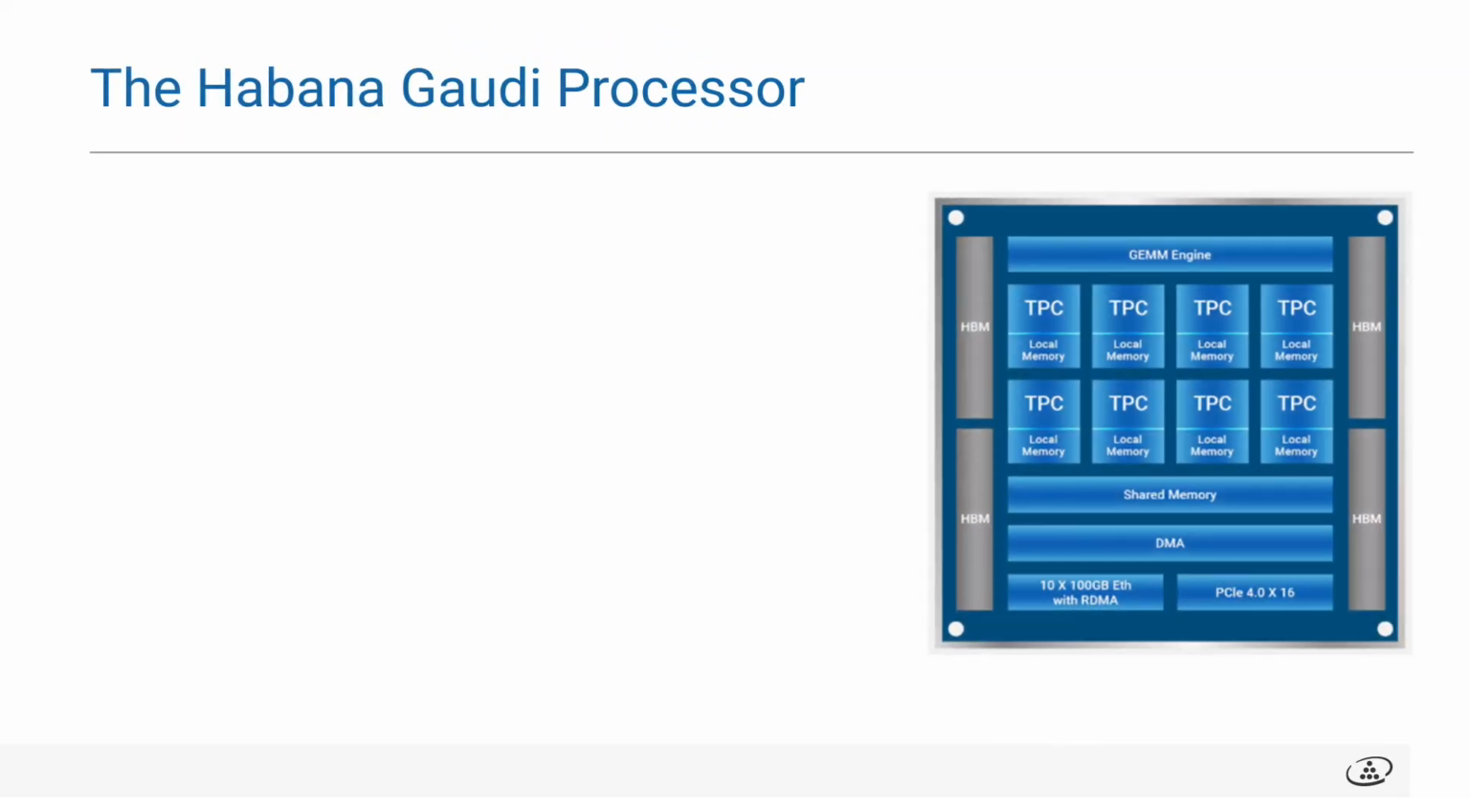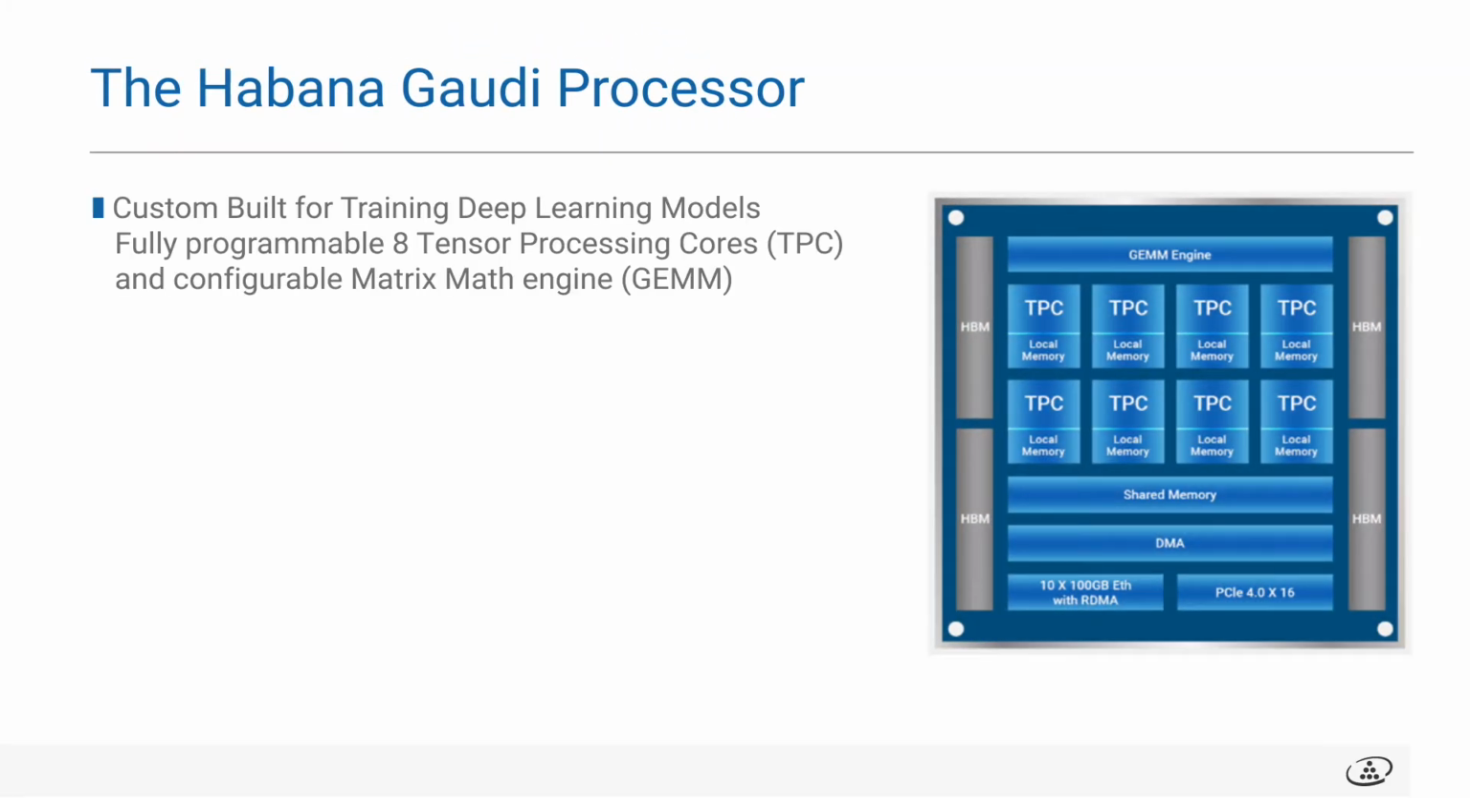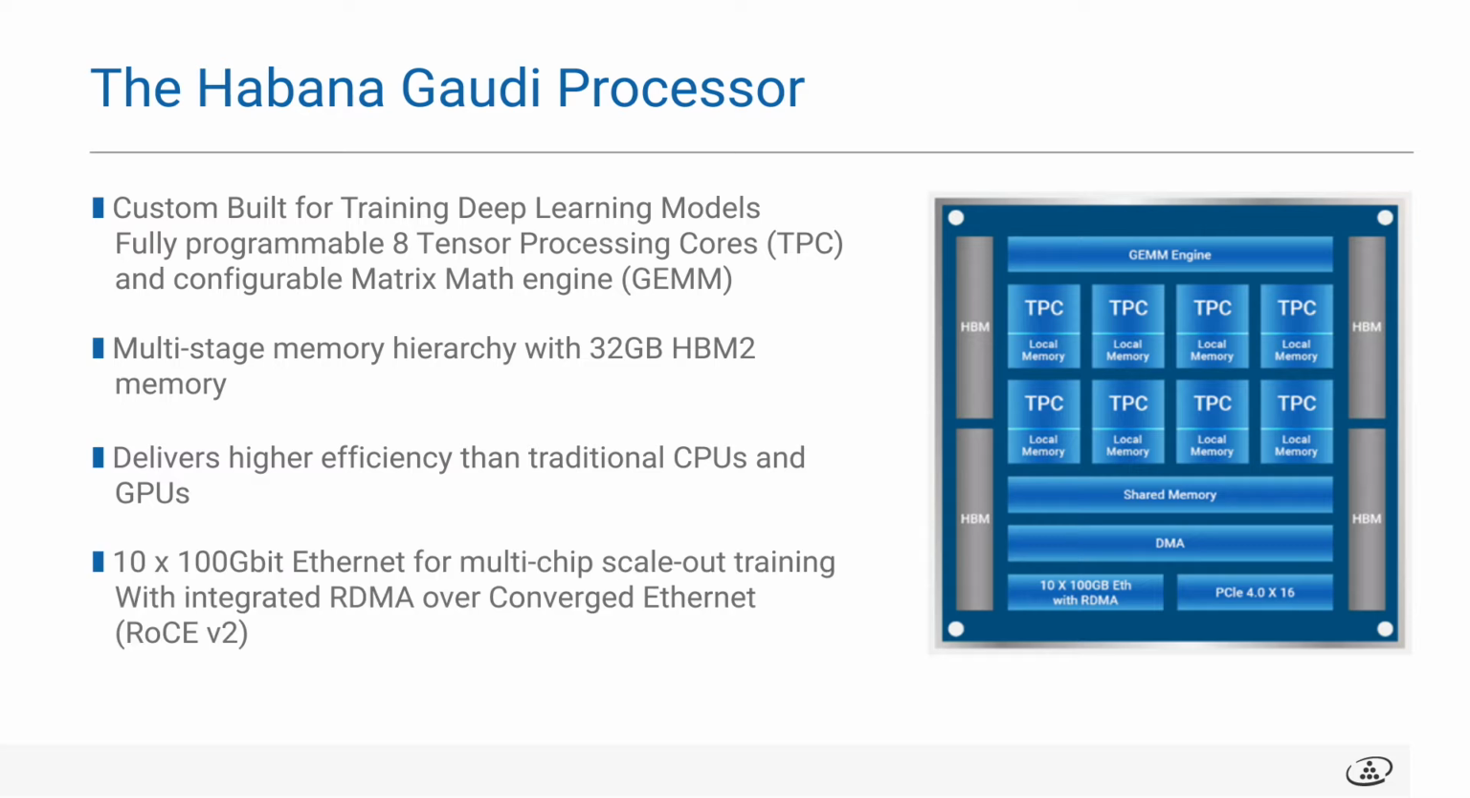The Habana Gaudi processor was custom built for training acceleration. It features heterogeneous compute with a cluster of fully programmable tensor processing cores, or TPCs, and configurable matrix math engines, or MMEs. The ASIC integrates 32 gigabytes of high bandwidth memory and networking ports for RDMA over converged Ethernet. We also provide a full software stack supporting popular deep learning frameworks.